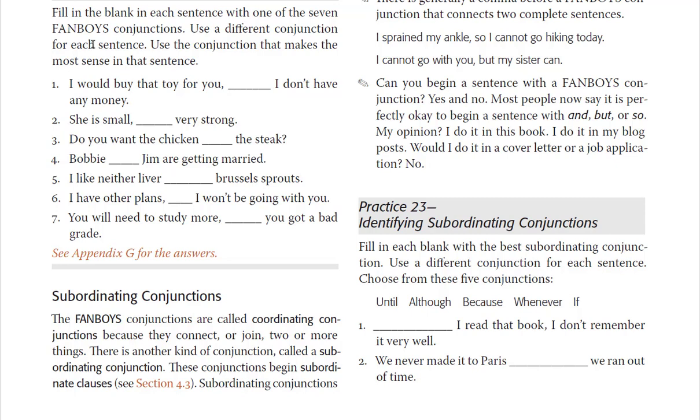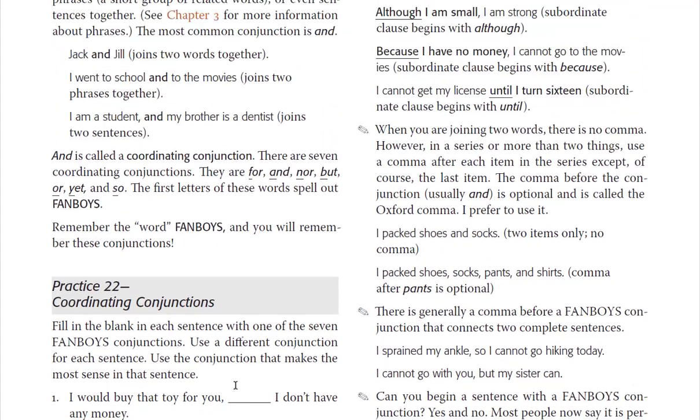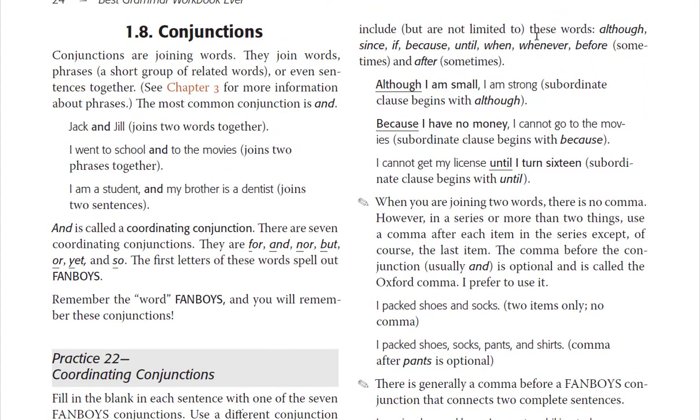Subordinating conjunctions start a dependent clause. When you have a dependent clause, that is a sentence fragment. And therefore, when you have a dependent clause plus an independent clause, you have a complex sentence. So subordinating conjunctions include, but are not limited to, although, since, if, because, until, when, whenever, before. As soon as you use any subordinating conjunction in front of a sentence, then that sentence becomes a dependent clause.